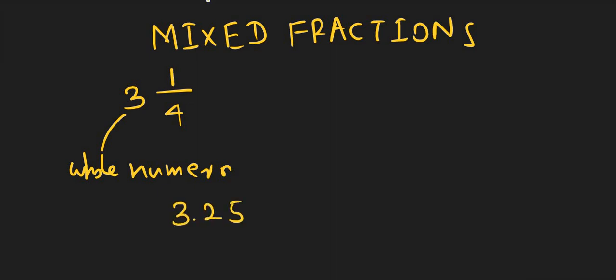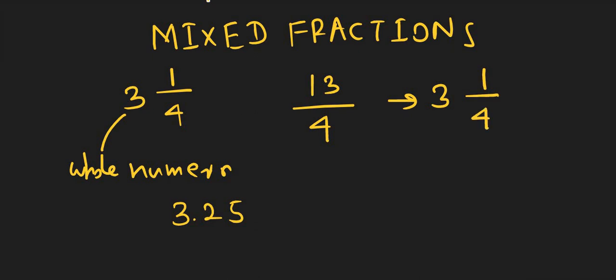So how are we going to convert the mixed fraction into an improper fraction? We simply have to multiply 4 by 3 and add 1. We multiply 4 into 3, which is 12, 12 plus 1 is 13, and 13 over 4 is our improper fraction, which can be written as a mixed fraction of 3, 1 over 4.